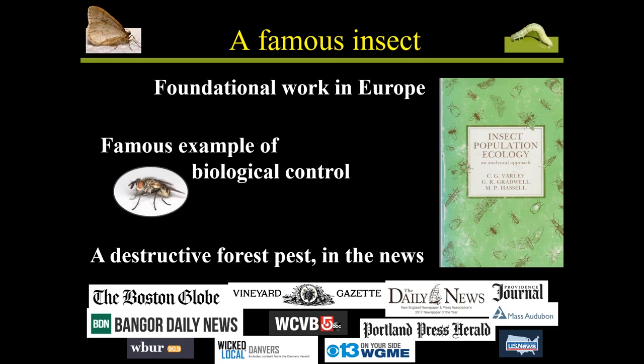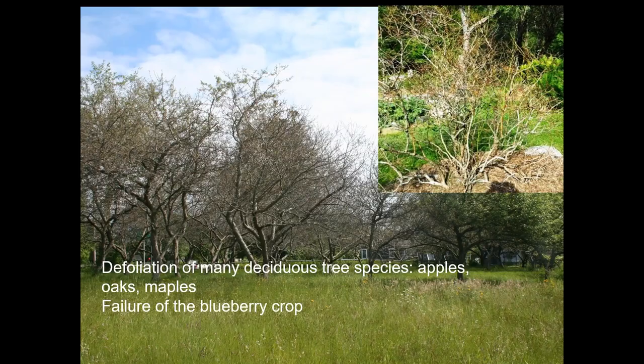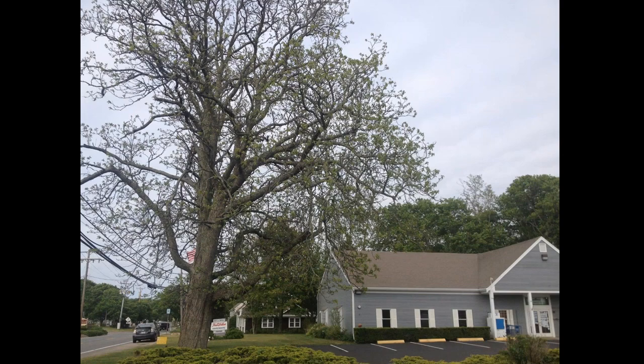as indicated by all these headlines. Winter moth is a completely polyphagous species, meaning that it feeds on many, many kinds of tree species. If it loves oak trees, it loves maple trees. Here we see defoliated apple trees, and it became a big problem on blueberries. So many blueberry growers in eastern Massachusetts lost their entire blueberry crops for about a decade due to the winter moth. So winter moth feeds on almost any deciduous tree. This shows a Norway maple down on Cape Cod, completely defoliated by winter moth.